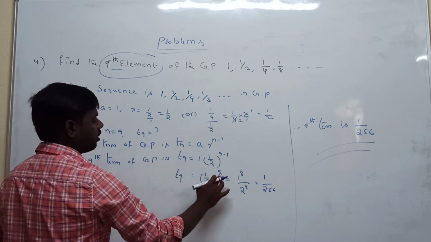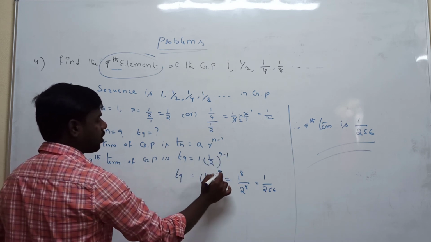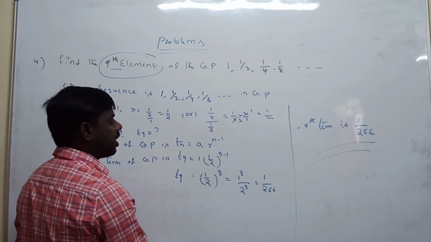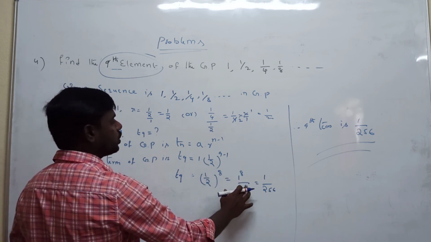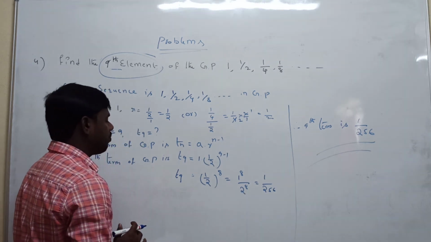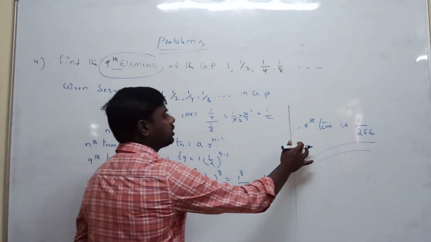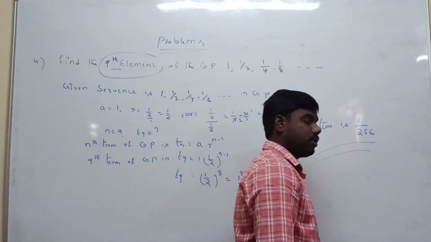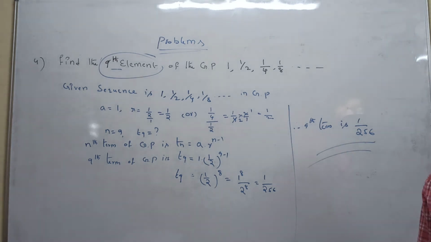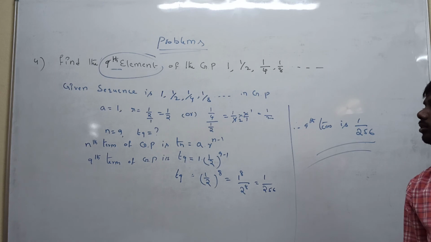Value is 8. So now, 1 by 2 all to the power of 8 means 1 power of 8 divided by 2 power of 8. 1 power of anything is 1 only. 2 power of 8 means 2 multiplied 8 times. So 2 power of 8 is 256. Finally, the answer is the 9th term value is 1 by 256. It is clear? Does everyone understand this concept? If any doubt is there, please ask. Okay? Thank you all.